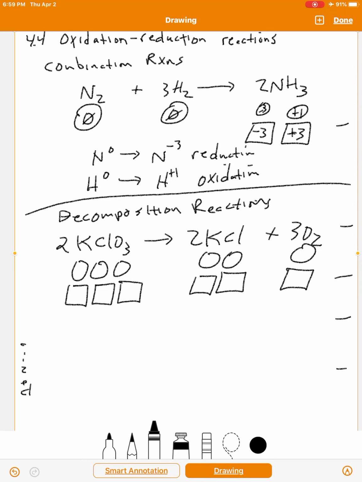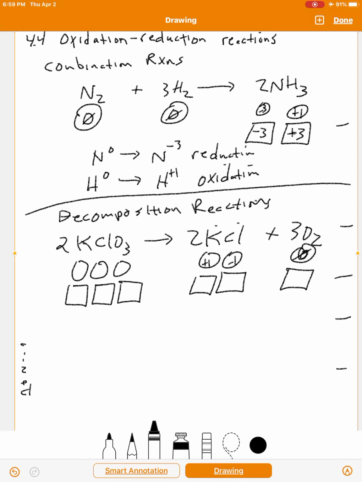Elements are 0, so oxygen is 0. We already know that one. Now we have compounds, so I'm going to work from right to left. Potassium is an alkali metal. Chlorine is group 7A. So this is plus 1 and minus 1.